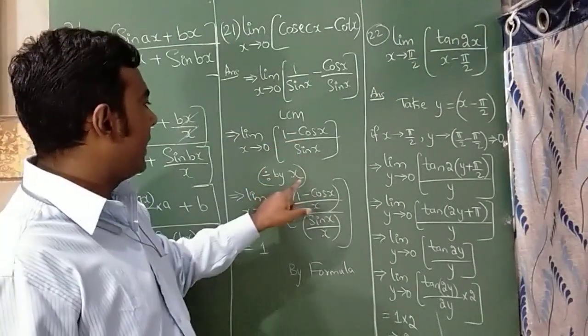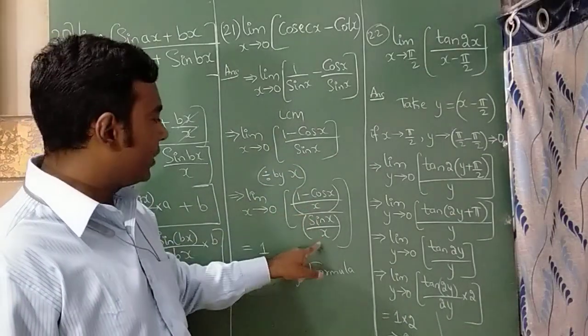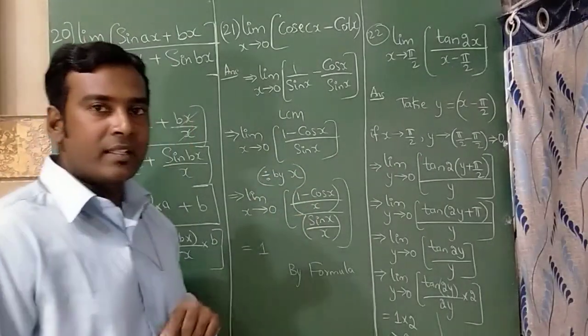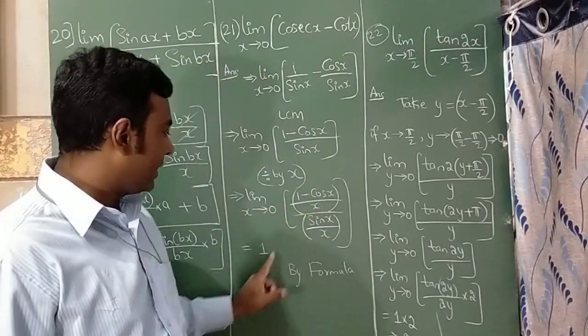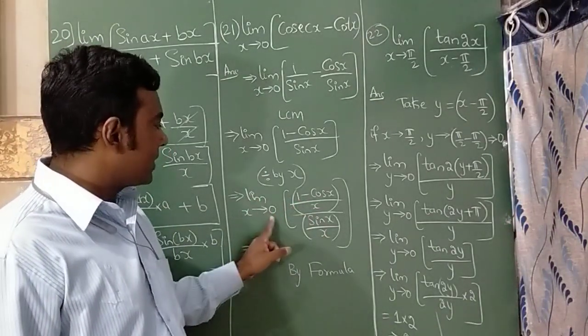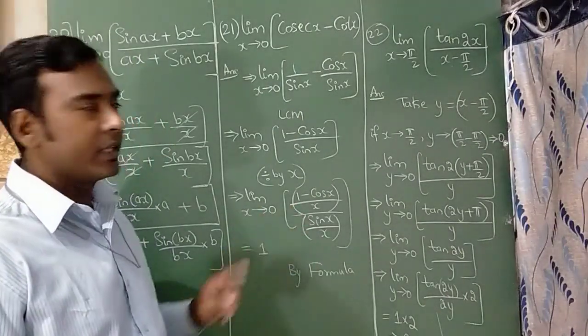Now I am going to divide this by x. You can see in the numerator also I have divided by x, in the denominator also I have divided by x. There is a formula: limit x tends to 0, (1 minus cos x) upon x is 0, and limit x tends to 0, sin x upon x is 1. Okay, there is a formula for this.